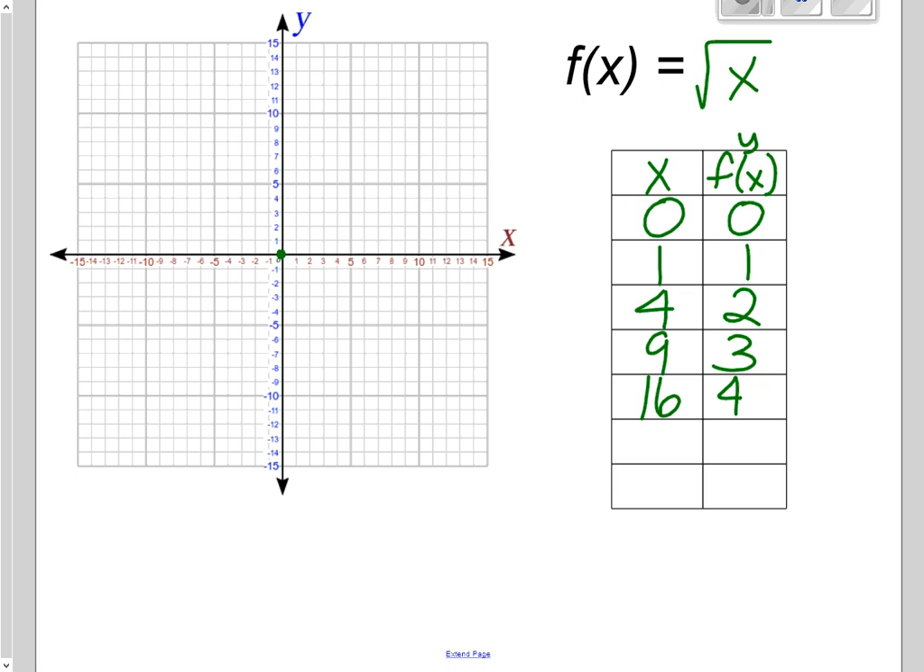0, 0, 1, 1, and then 4, 2, 9 and 3, and then 16 and 4. And what we get is, something like that. So this is our square root graph.